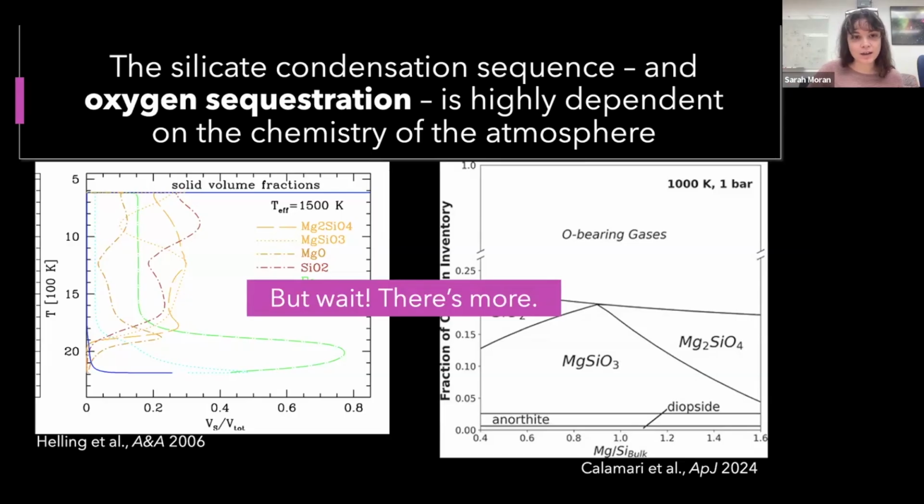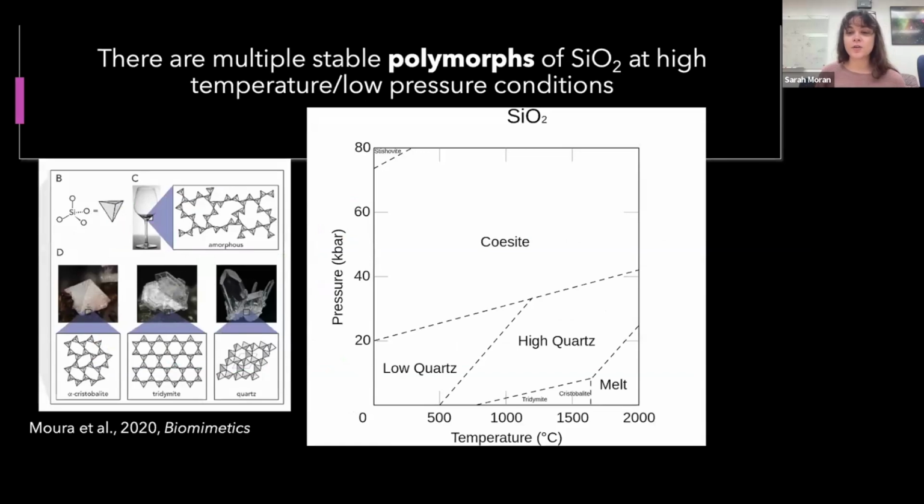And so when I got really excited about this WASP-17 result, I started talking to the people in my department at the time at the University of Arizona. And I ended up talking to a geologist, and he looked at me and he was like, well, why do they keep calling it quartz? It makes no sense for it to be quartz. And that's because there are other polymorphs of SiO2 at these high temperatures and low pressures.